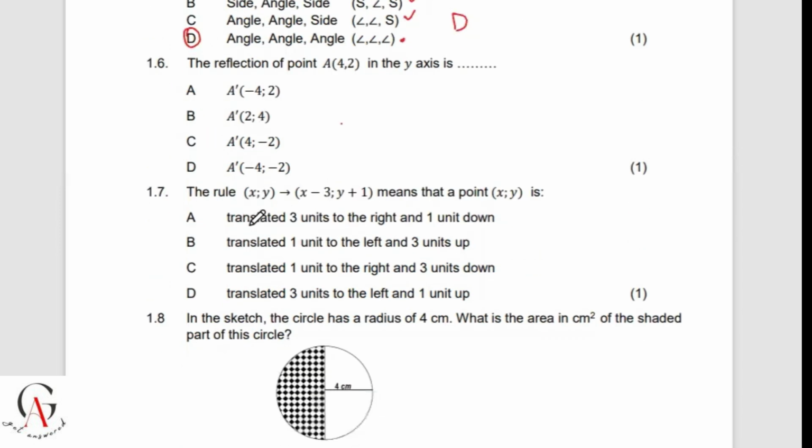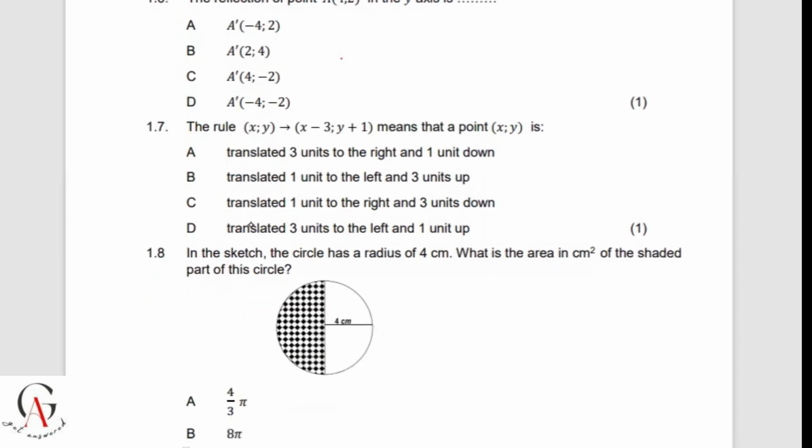Then the reflection of this in the y-axis. Now, when you're reflecting in the y-axis, the sign on the x must change. If it was negative, becomes positive. If it was positive, becomes negative. Is it the y coordinate or x coordinate? It's the x coordinate because you're moving here, you're coming this side. So if originally it was a 4, 2, our final answer has to be negative 4 and a 2, which is option A. So the sign of the x coordinate must always change.